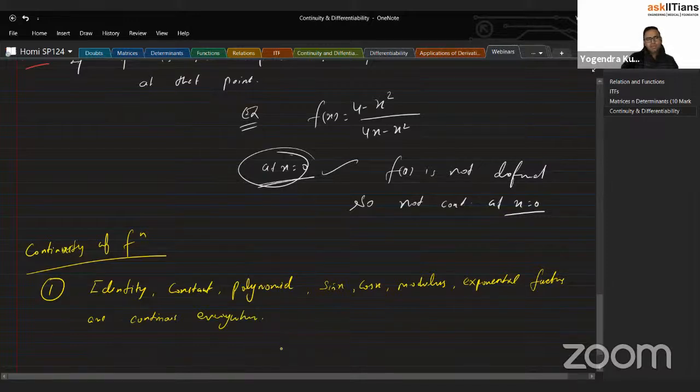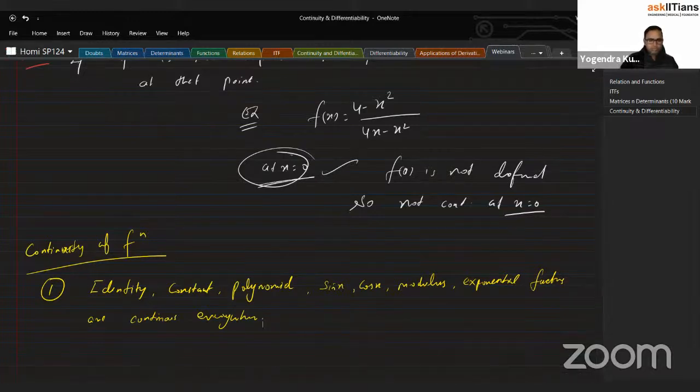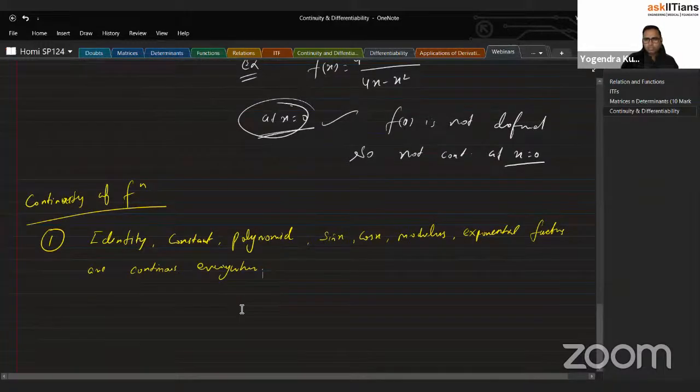Log is limited: only the positive side, so I'll come to that part also. Log function will be continuous in its domain. But these functions in general, sin x, cos x, modulus, exponential, we can say they are continuous everywhere.